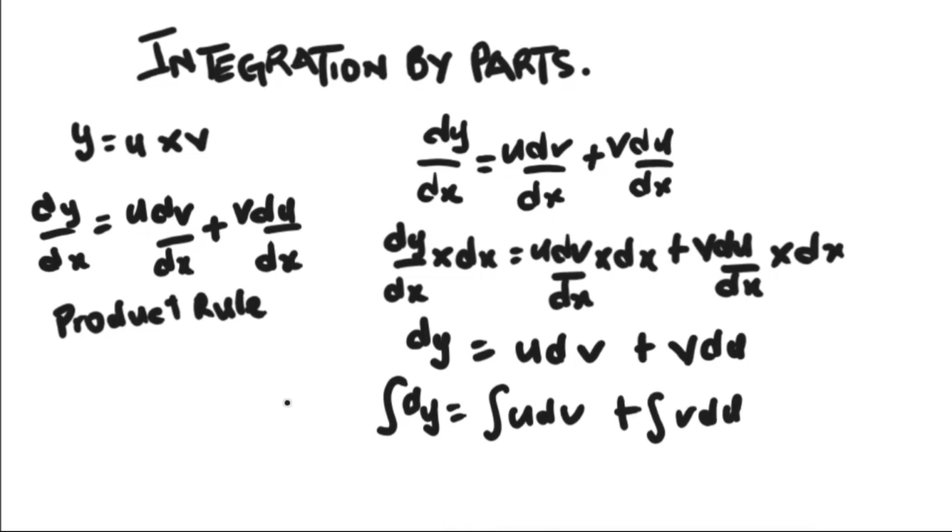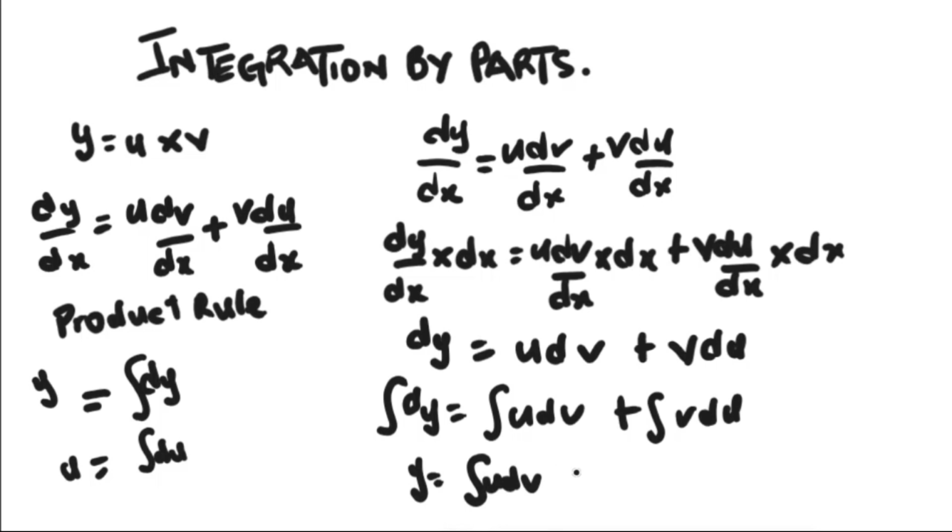Now, we know that integration is our antiderivative. That is, if you have y and you differentiate y, you get dy/dx. If you integrate what you differentiated, you are supposed to get back what you started with. So when you integrate dy, you get y. If you integrate du, you get u. If you integrate dv, you get v. So if you integrate anything, you get that thing. So the integral of dy gives us y is equal to integral u dv plus integral v du.